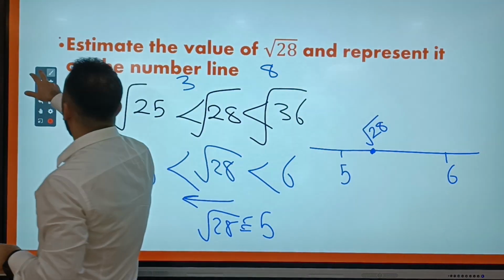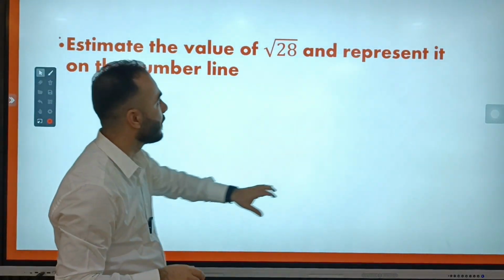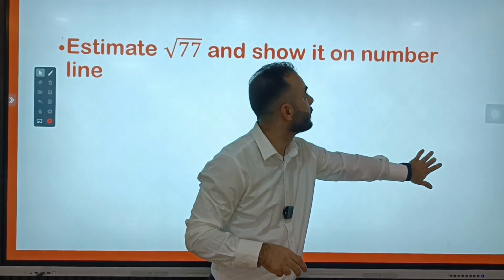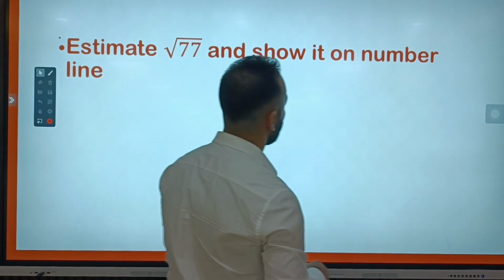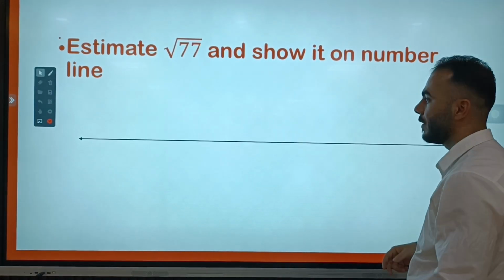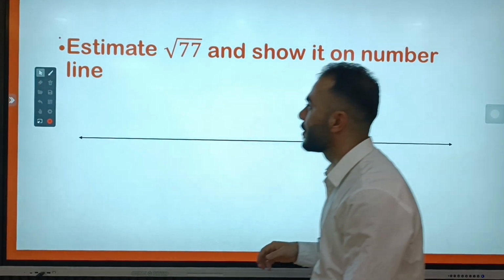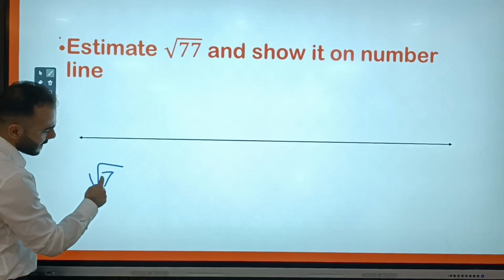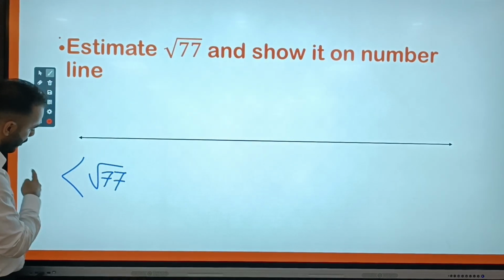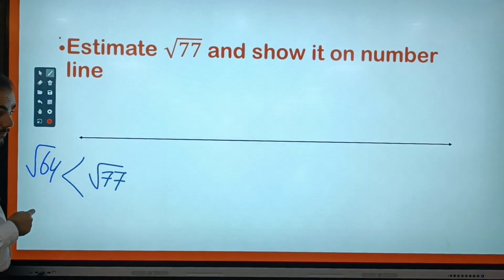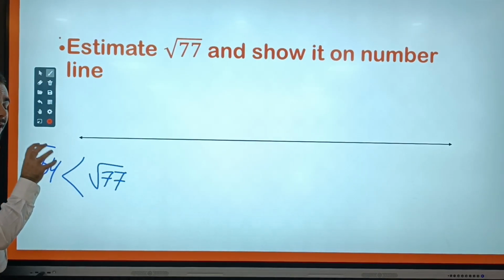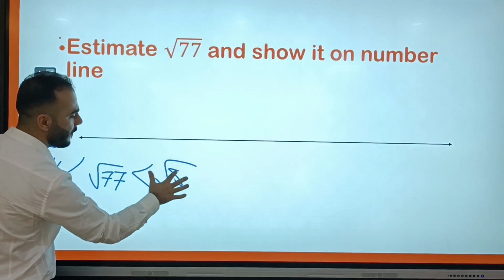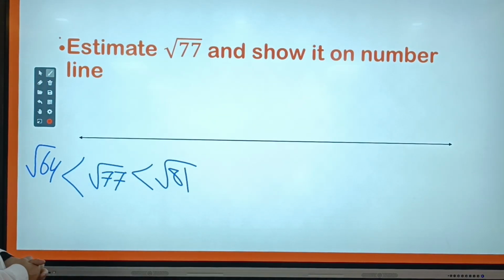And then we have one more example, if I'm not mistaken. We have square root of 77. We have our number line here. First of all, let's just estimate it. So square root of 77 is between square root of 64 and square root of 81. Guys, you must know the perfect squares in order to make your job easier.